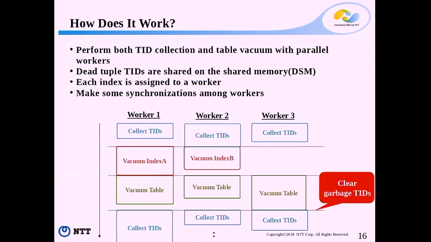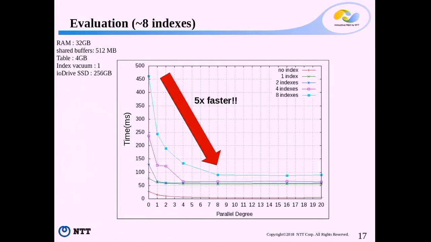And in this design, we need some synchronization among workers. For instance, no worker should clear the garbage TIDs until all workers finish vacuuming the table. And I wrote a patch as a POC, proof of concept, and I evaluated the performance improvement using parallel vacuum. This is the result.